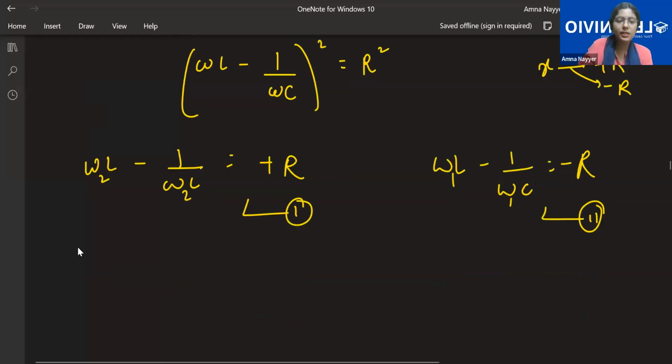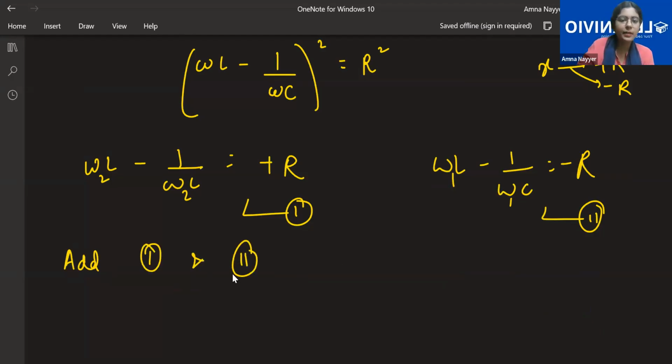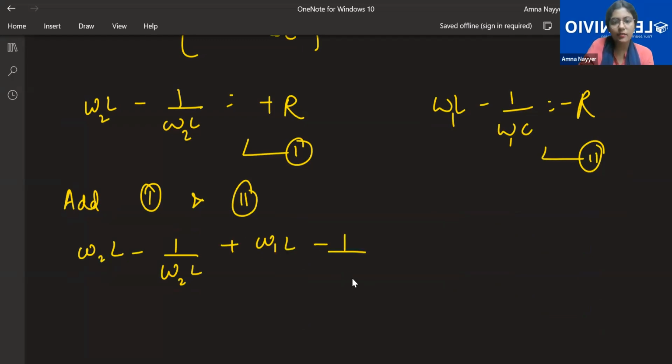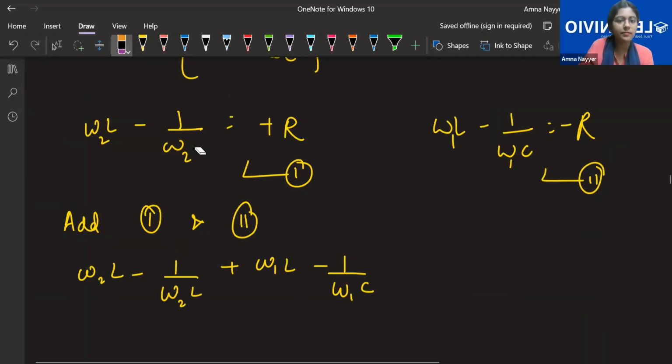Now, using these two equations, first we will add them. Add 1 and 2. When you add them, it will be omega 2L minus 1 by omega 2C plus omega 1L minus 1 by omega 1C. Sorry, here I have written L.